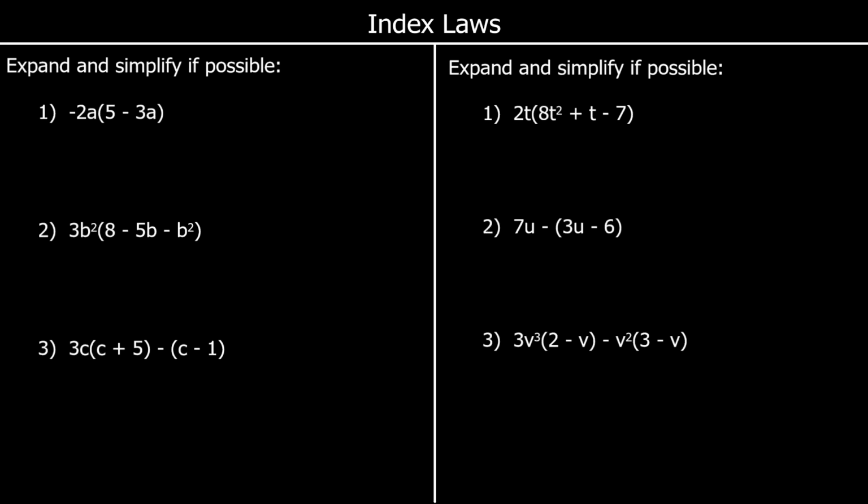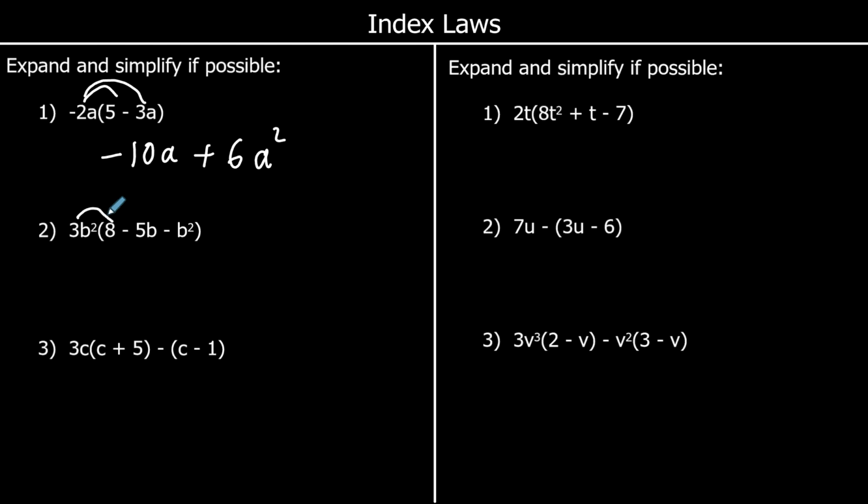Another set of questions. This one's expand and simplify if possible. So we are getting rid of the brackets. So times negative 2a times 5. A negative times a positive is negative. And 2a times 5 will be 10a. A negative times a negative is positive. Then we've got 2 3's, which are 6, a times a squared.